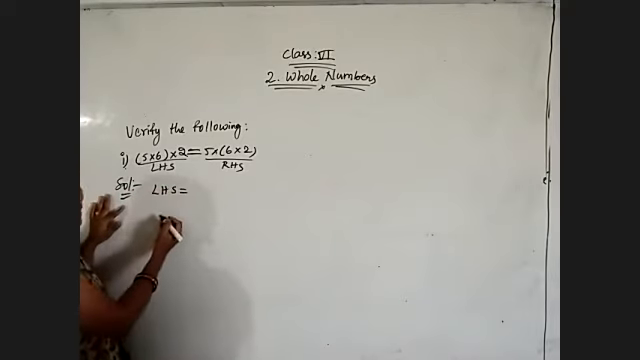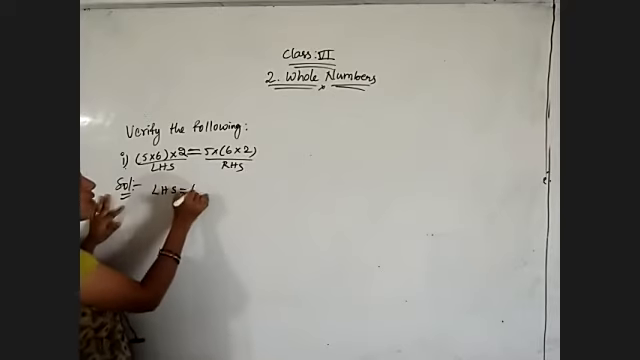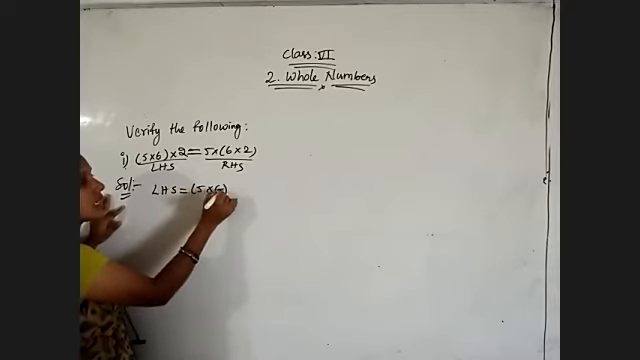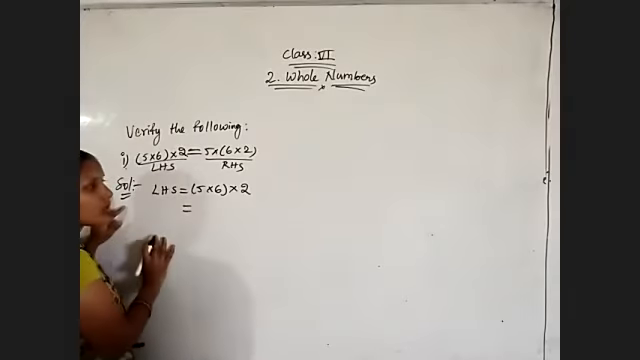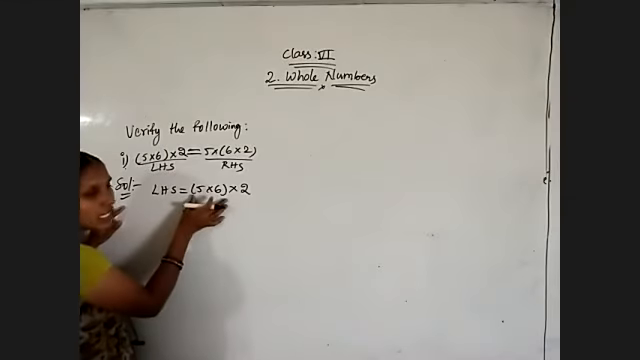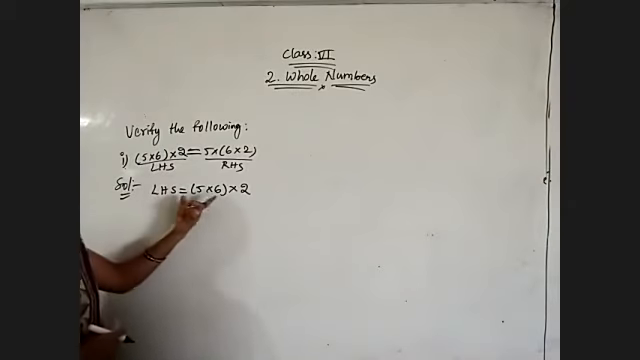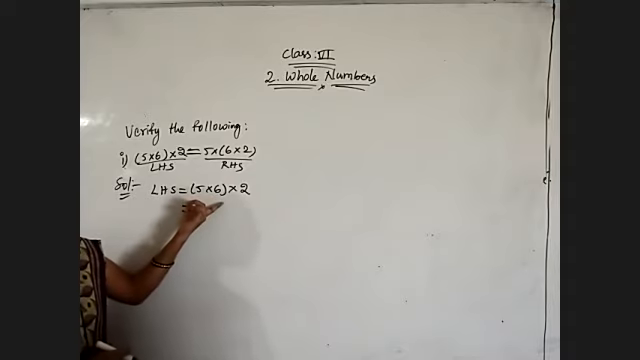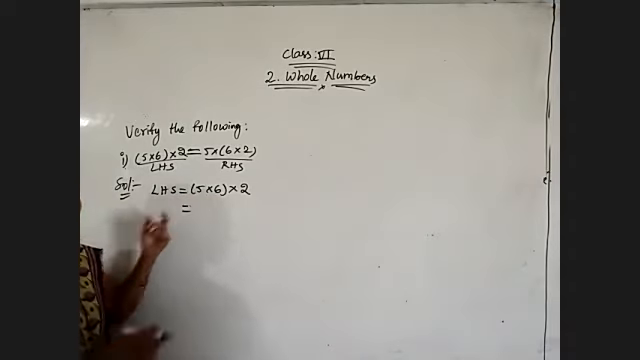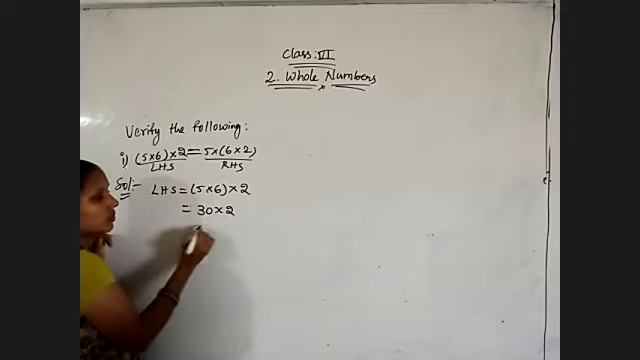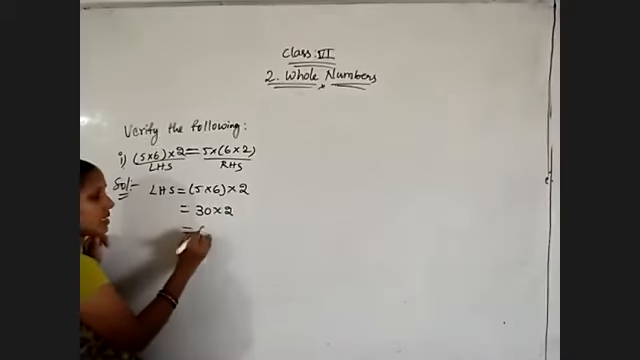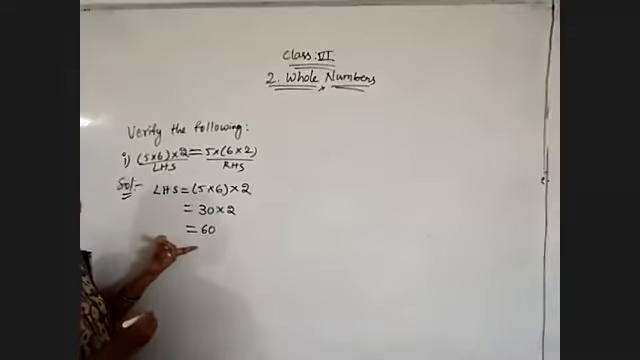So what is the LHS of this equation? 5 into 6 into 2. Okay, now do the calculation. For 5 and 6 having the brackets, as I told you, whenever we keep brackets, we need to finish them first. So 5 6s are 30, into 2. 30 2s are 60. My LHS value I got is 60.